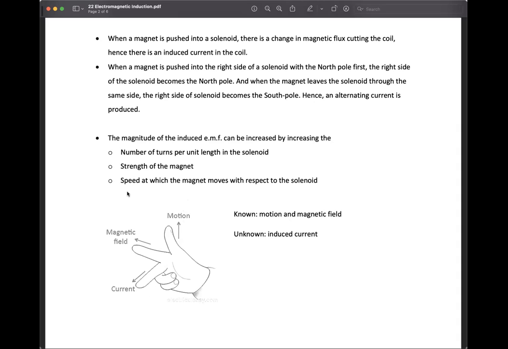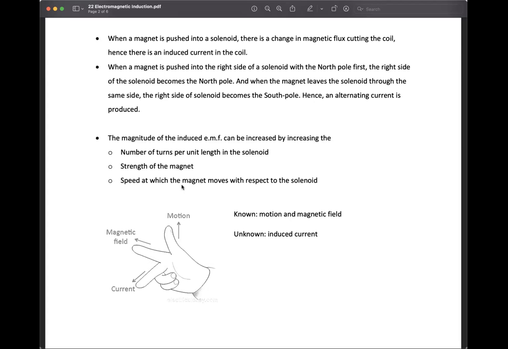Okay, so basically, how can we increase the induced EMF? How do we increase the power of the current? It's very, very simple, and these are things that you learned in electromagnetism before. How do you create a stronger electromagnet?